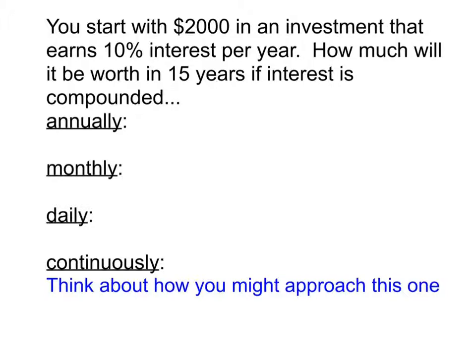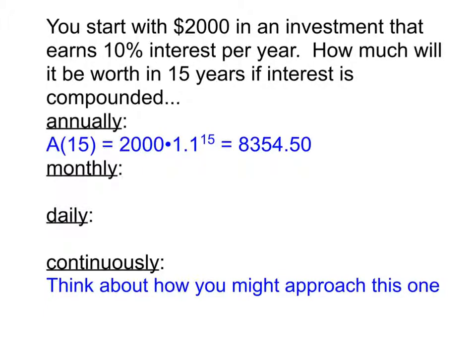All right, so looking at that first one, we start with $2,000. We're earning 10% interest per year, and our time is going to be 15 years. Now, what if we compound annually? Compounding annually, that's the stuff we could have done before today, right? That's just P times (1 + r) to the t. We don't even need the n in. And so you would have done 2,000 times 1.1 to the power of 15, and it gives us $8,354.50. Okay, fine.